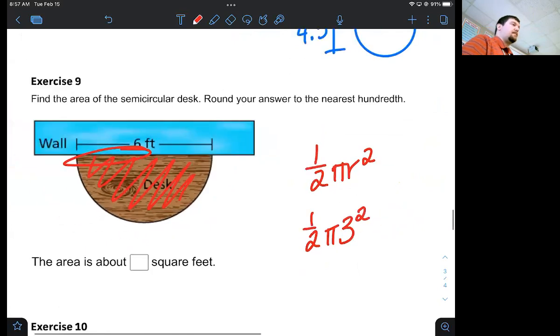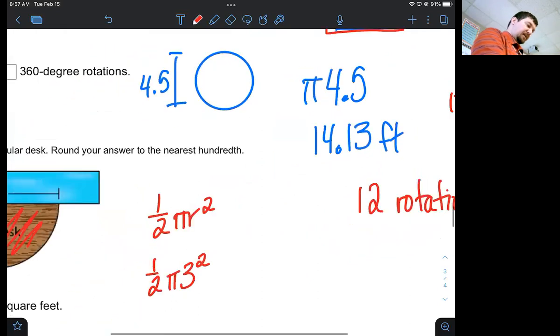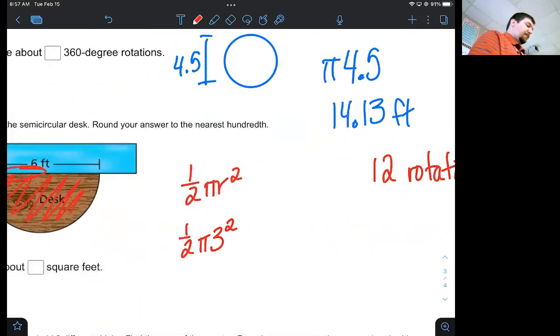What's 3 squared? What's half of 9? What's half of 9? 4. Didn't we just do 4.5 times pi right here? So I would expect to get the same answer. Again, let me double check this. 3 squared is 9, not 6. So I'm not timesing by 2, I'm timesing by another 3. Divide by 2 is 4.5. This should give us 14.13.